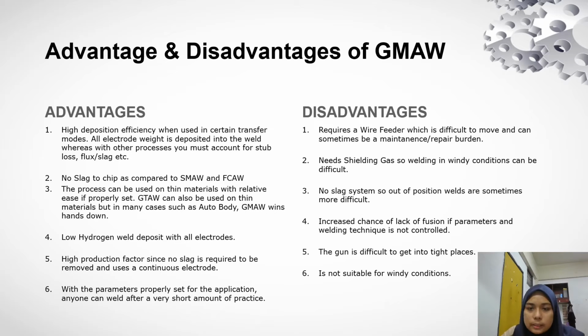Disadvantages. First, requires a wire feeder, which is difficult to move and can sometimes be a maintenance or repair burden. Second, needs shielding gas, so welding in windy conditions can be difficult. Third, no slag system to support out of position welds, which are sometimes more difficult.